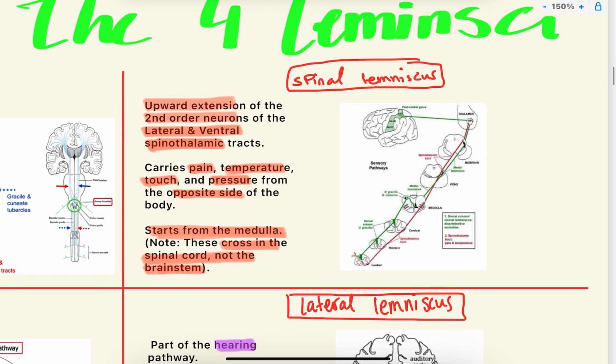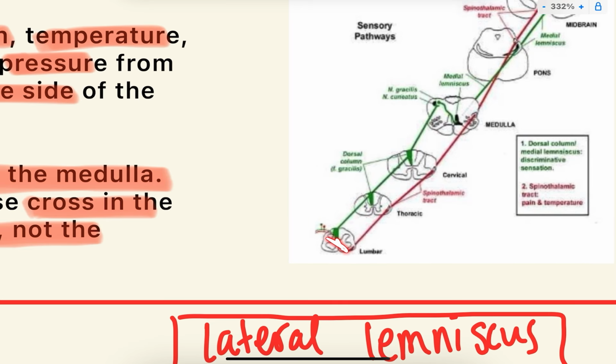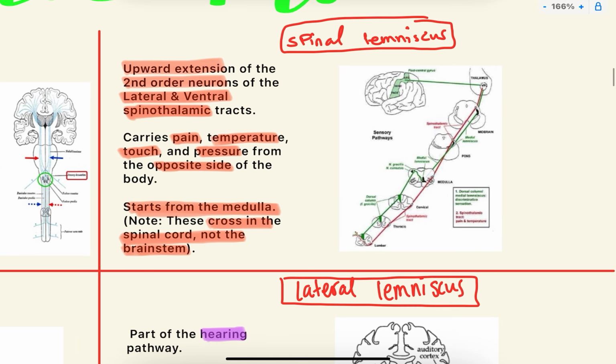For the spinal lemnisci, it's basically coming from the lateral and ventral spinothalamic tract. And these tracts are associated with what? Again, from the previous video: pain, temperature, touch, pressure. And it's on the opposite side. Why? Because here it decussates in the spinal cord itself, not in the medulla.